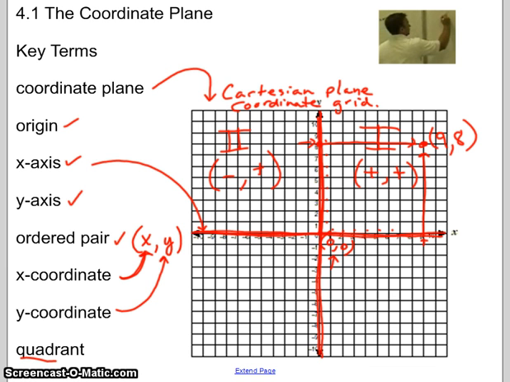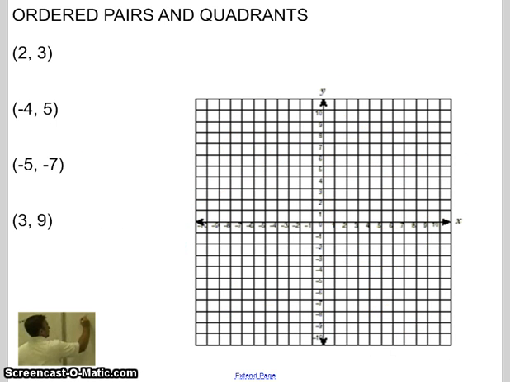Quadrant 3 is in the lower left hand corner. This is where your x values are negative and your y values are negative. And then quadrant 4 is in the lower right hand corner, where your x values are positive and your y values are negative. So let's plot some ordered pairs and go over the quadrants again.